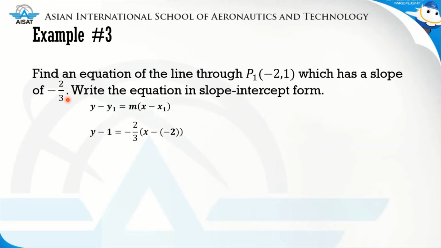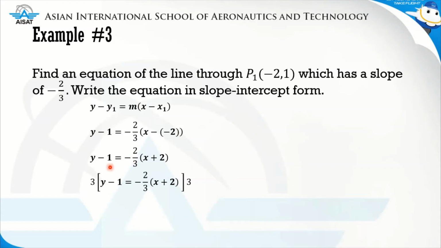Substituting these values, we'll have y minus 1 is equal to -2/3 times the quantity of x minus -2. Simplifying this, we'll have y minus 1 is equal to -2/3 times x plus 2. Next, we will eliminate 3 by multiplying both sides by 3.